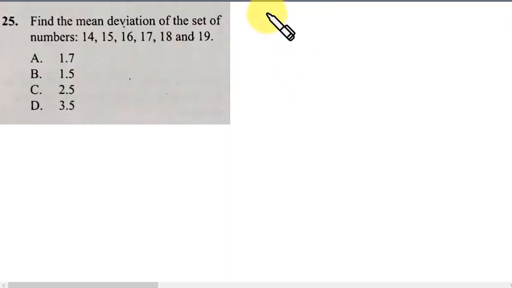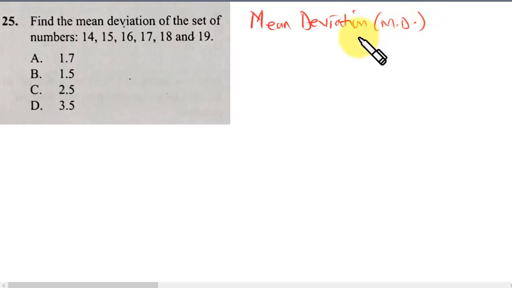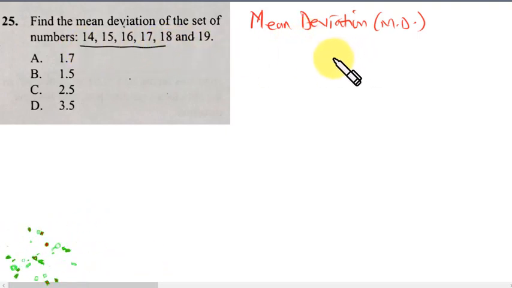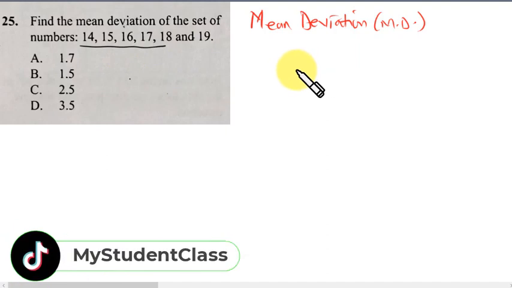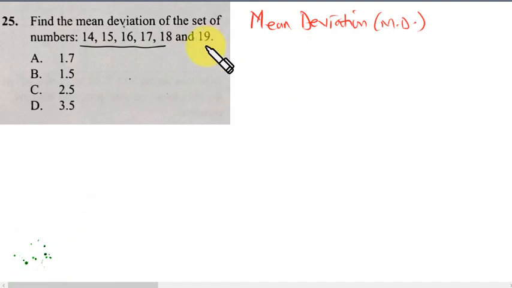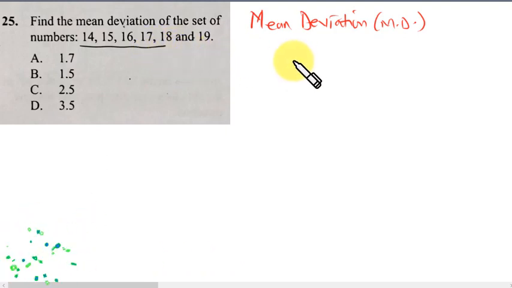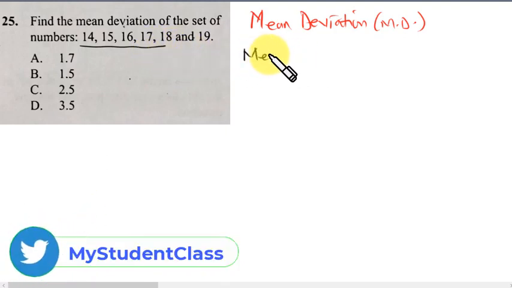Alright, so what do we mean by mean deviation? I'll use just MD for mean deviation. When we talk about mean deviation, we want to look at how the individual values that you have here deviate from the mean of the data. That is, what is the difference between the individual values here and the mean of the data. So that means first we need to find the mean.